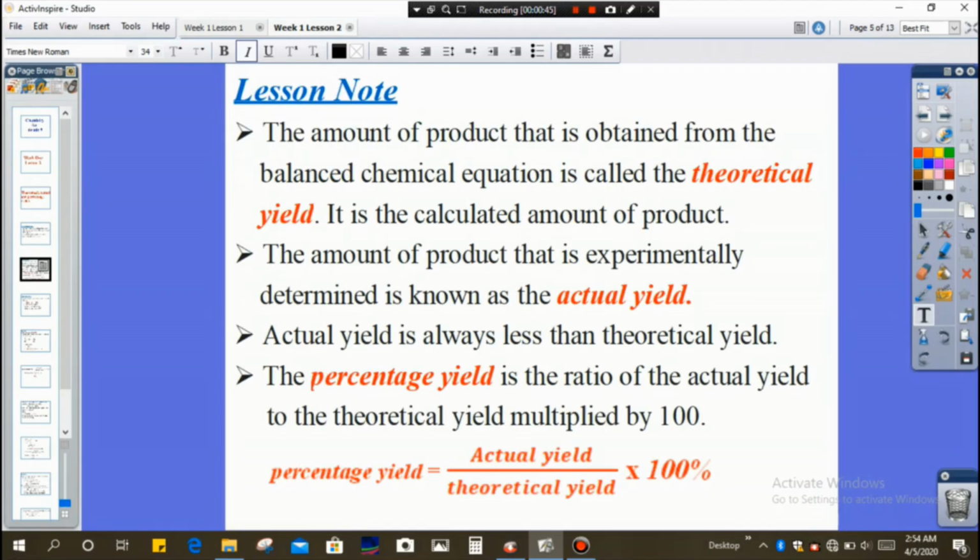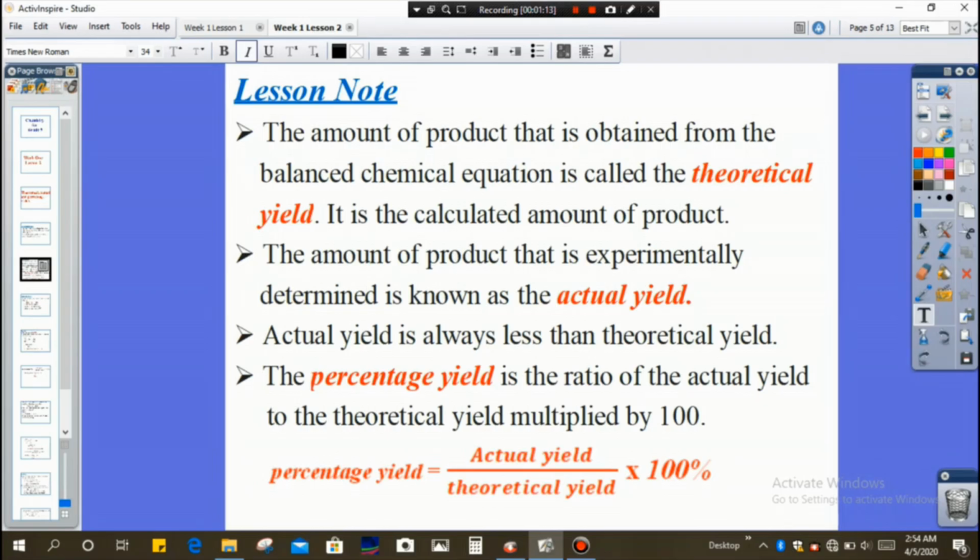Theoretical yield is the amount of product obtained on paper, or obtained by stoichiometry calculations based on the balanced chemical equation. Usually, the theoretical yield is determined from stoichiometric problems by using mass-mass relationships or mole-mole relationships.